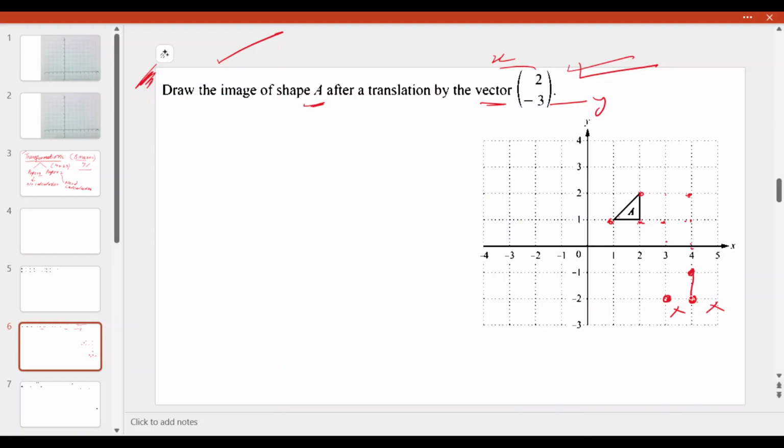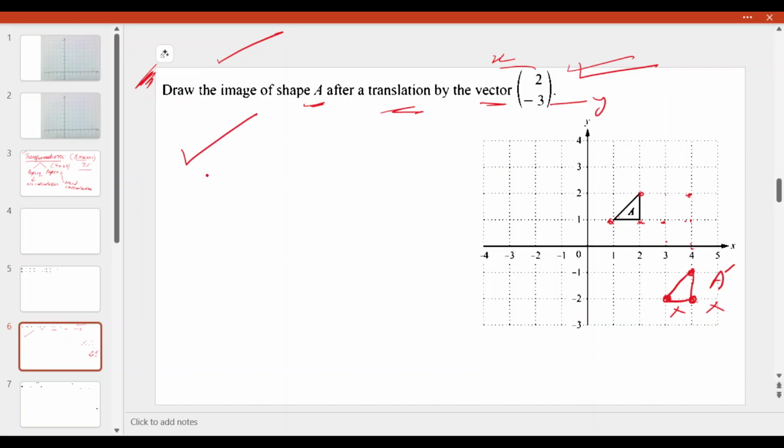So here it is. We have done translation by vector 2 minus 3, and this is shape A prime, A dash or A prime. So this is translation. This is how we do translation in the topic of transformations.